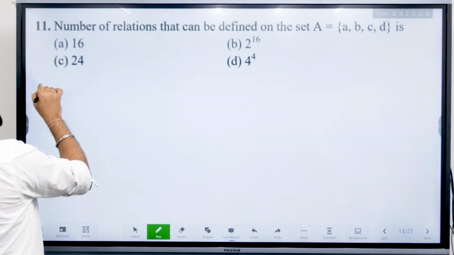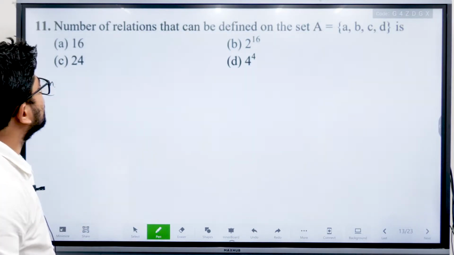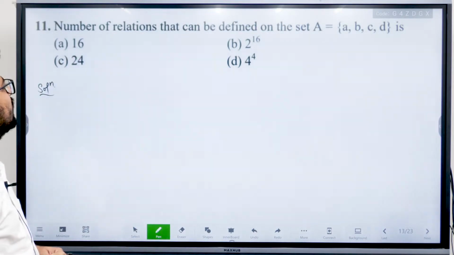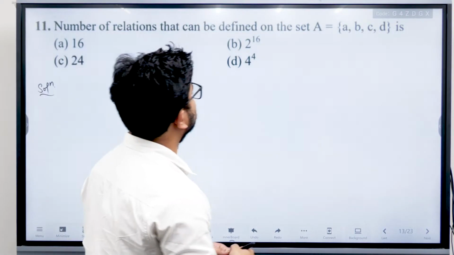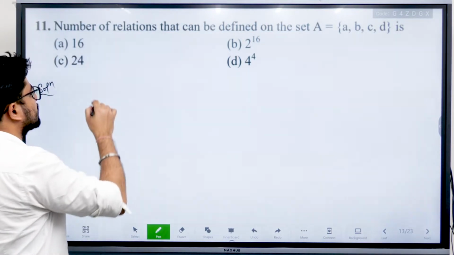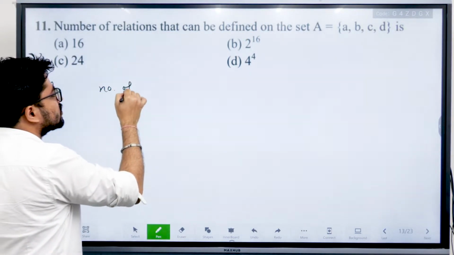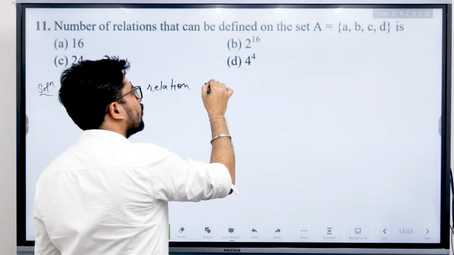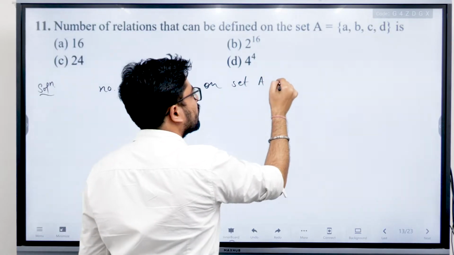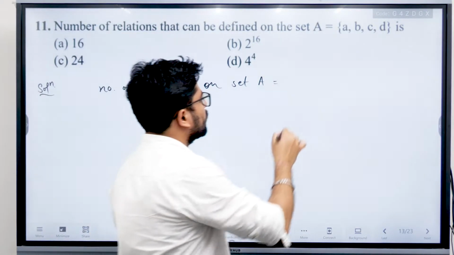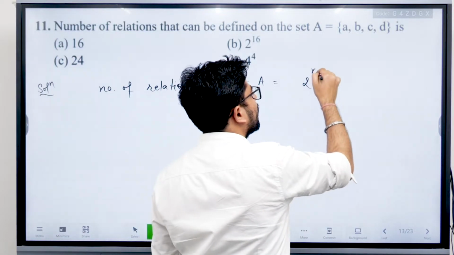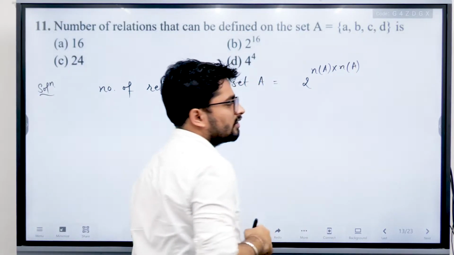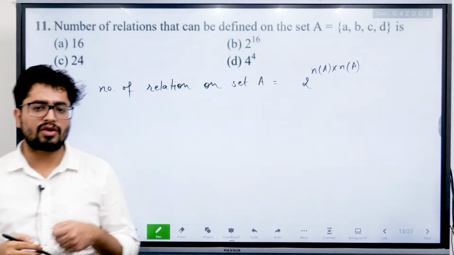Next one is, the number of relations that can be defined on the set A, B, C, D. The number of relations on the set A. So we know the number of relations on set A is equal to 2 to the power of the number of elements in set A into the number of elements in set A.